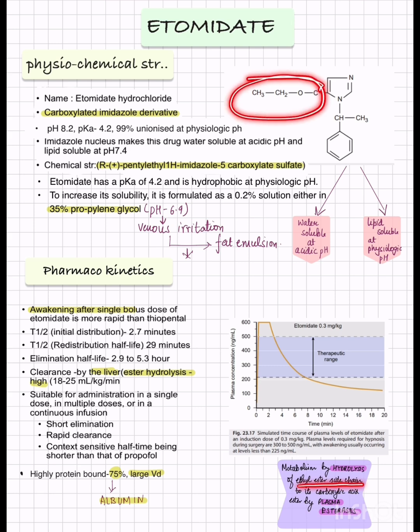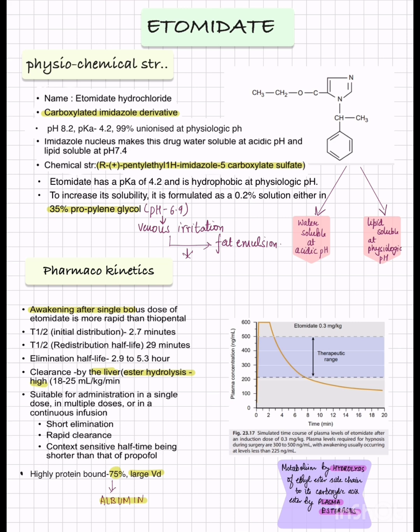As you can see in this diagram, the ethyl ester side chain is converted to carboxylic acid by plasma esterase. It is suitable for single dose, for multiple doses, and in continuous infusions. Can you tell me the name of the drug which is not suitable for infusions and why so? You can go through my previous videos for that. It is suitable for multiple infusions.